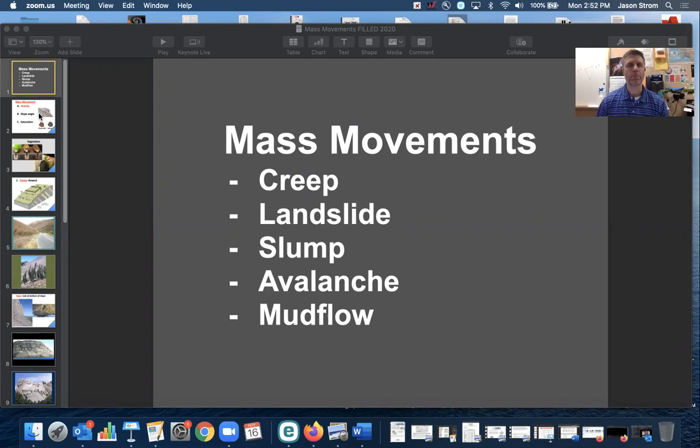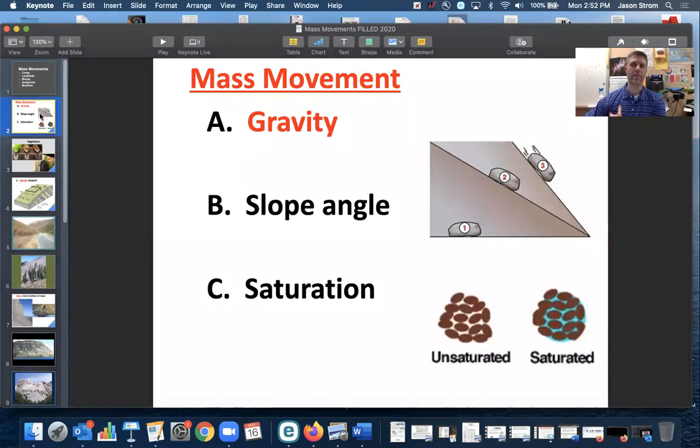All right. So some things that affect mass movements. Gravity is always there. If you boil everything down, gravity is the reason that all mass movements happen. Gravity's pulling things from a higher point to a lower point.